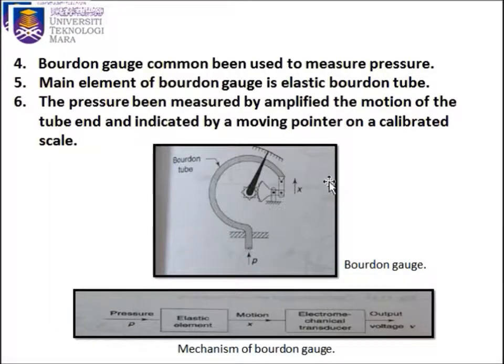Next, the Bourdon gauge, commonly used to measure pressure. The main element of the Bourdon gauge is the elastic Bourdon tube. We have learned about this Bourdon tube in chapter 2 before this. So this is the elastic Bourdon tube. The pressure being measured is amplified by the motion of the tube end and indicated by a moving pointer on a calibrated scale. This tube end will activate the pivot and spring, so it will give the reading.